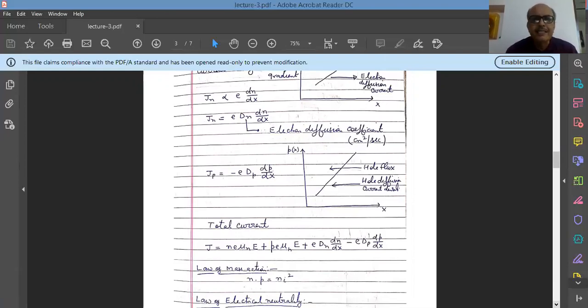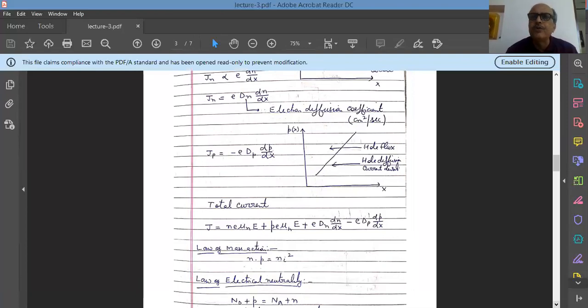The other law is called the law of electrical neutrality. In the semiconducting material, suppose you have a semiconductor. Inside the semiconductor, you have the donor, you have the acceptor, you have the electrons and the holes. So if you find out the total positive charge in the semiconductor and the total negative charge in the semiconductor, because the moment you begin with, it's neutral. And even after doping also, the material is neutral. So that is why we call it the law of electrical neutrality.